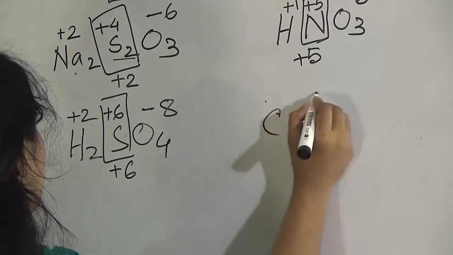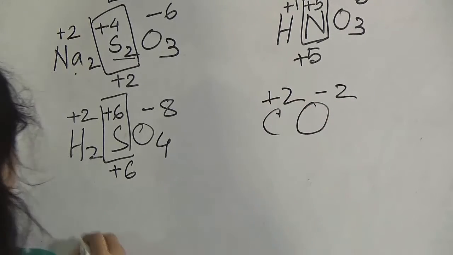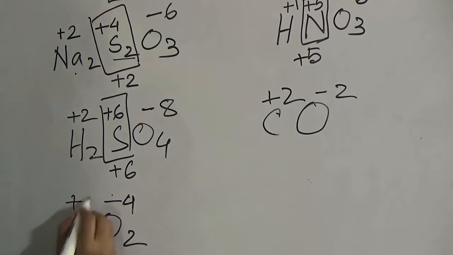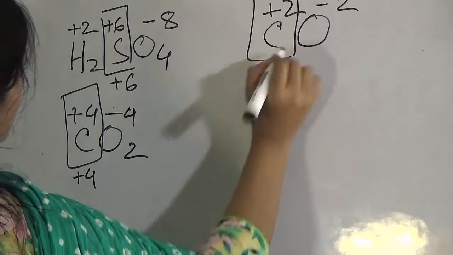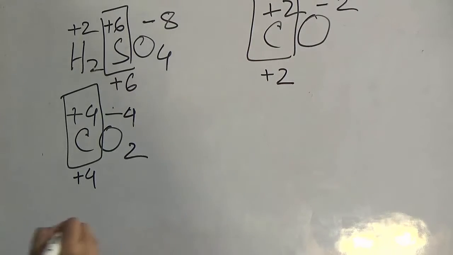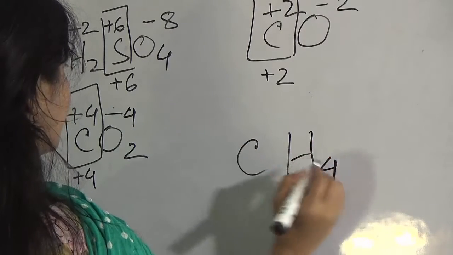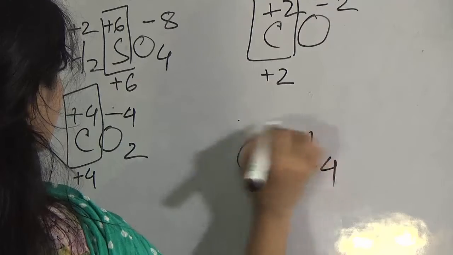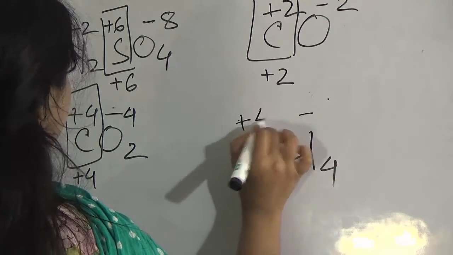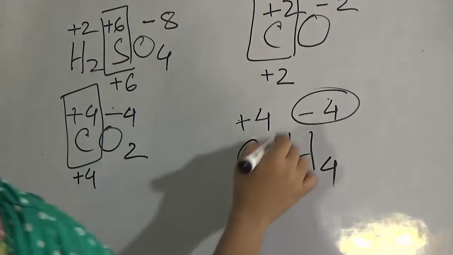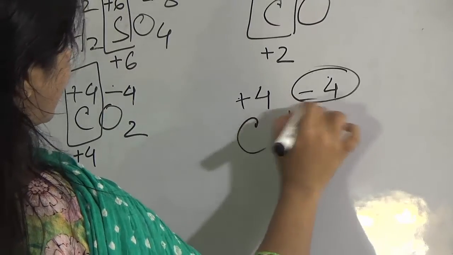Now carbon monoxide: oxygen is -2, so carbon will be +2. In carbon dioxide, it will be -4, -2 into 2 is -4, so +4. Look here, carbon's oxidation number is +4, but in carbon monoxide it is +2. Now come to methane, CH4, and it will be +4, it will be -4. Look students, here the hydrogen oxidation number is negative.